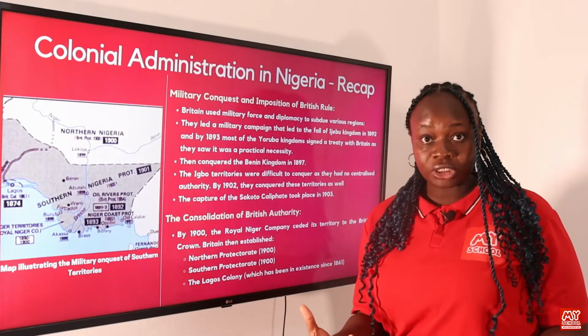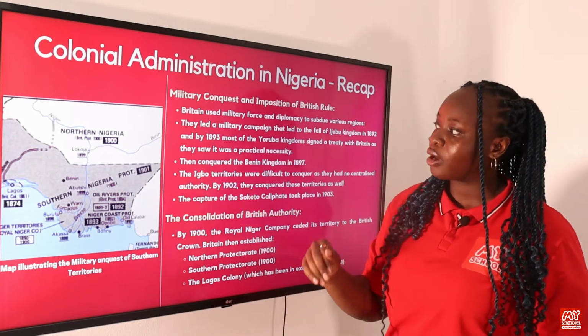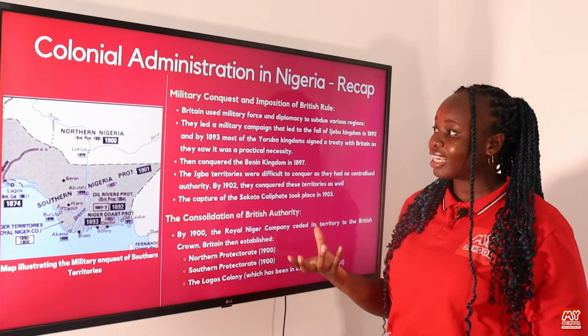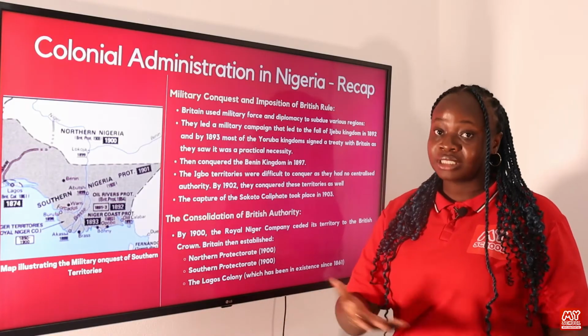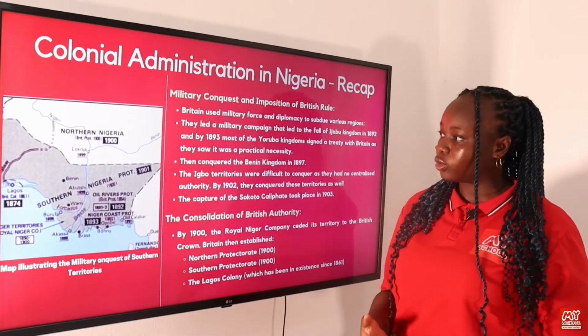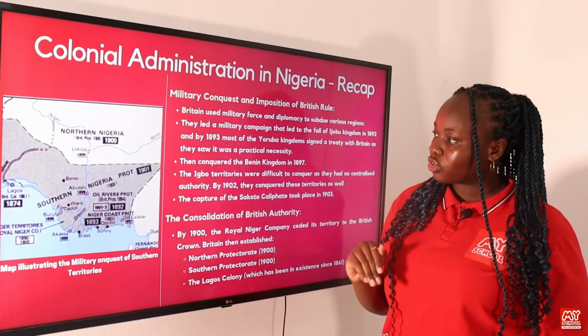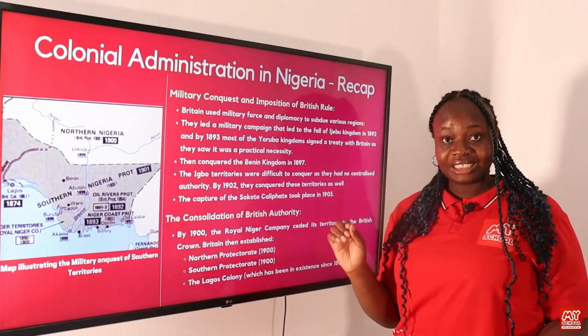So after they got Lagos, they started moving southwards towards other regions in southern Nigeria. But most of the Yoruba kingdoms decided to sign a treaty instead of taking their people into war, because they knew that it was impossible to defeat these British forces. Eventually, they continued to move downwards towards other territories. They conquered the Benin Kingdom in 1897.